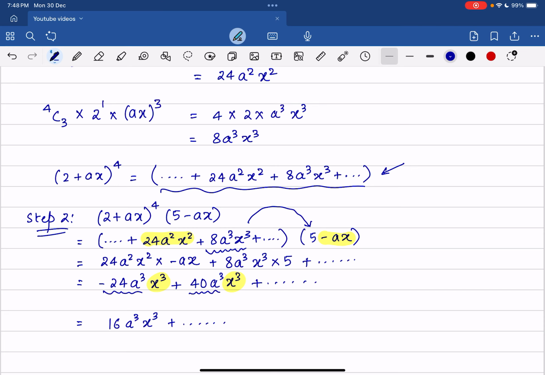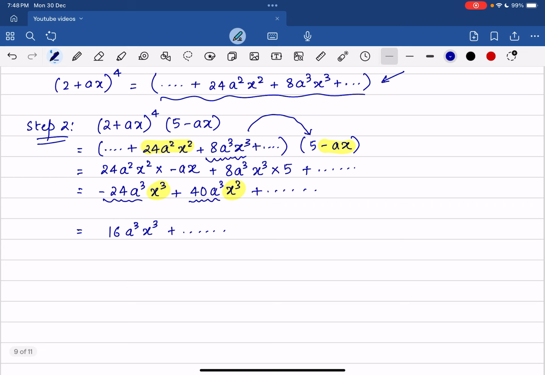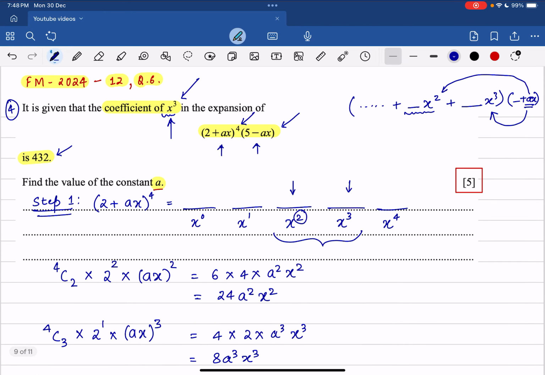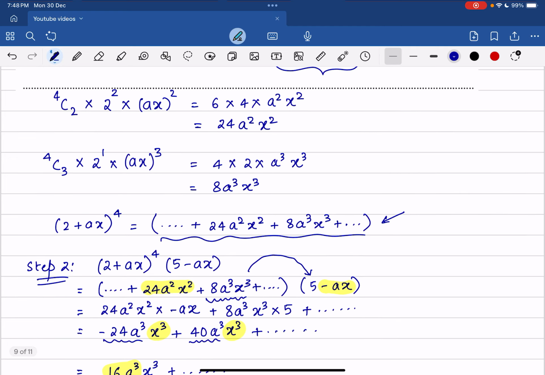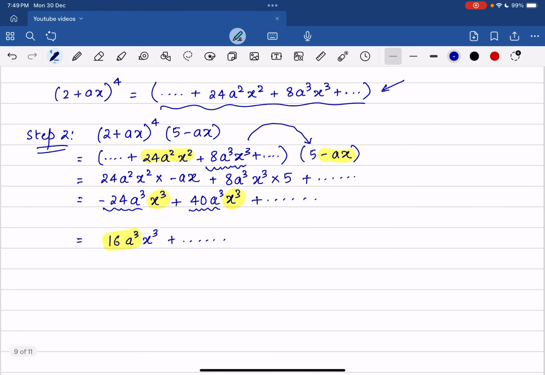Okay, so that is my ultimate coefficient of x cube. But they have already told us what the coefficient of x cube is. It is 432, right? So can I say therefore 16a cube ideally should be equal to 432, because when you expand that you should have gotten 432, but here we are getting 16a cube, so both of them should be equal.